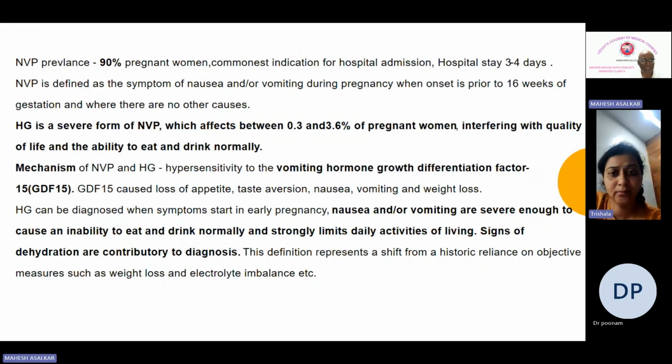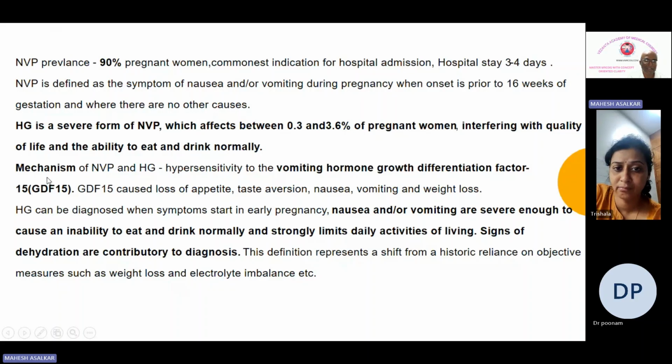So onset is typical, and that is how we differentiate it from other causes of nausea and vomiting. Hyperemesis gravidarum is a severe form of nausea and vomiting which affects between 0.3 to 3.6%. Okay, so hyperemesis is different and nausea vomiting of pregnancy is different. This is a common condition affecting 90% of pregnant women. This is an uncommon condition, hyperemesis gravidarum, a more severe form, and only 0.3 to 3.6% of pregnant women are affected. Okay, so this affects the quality of life, inability to eat and drink normally.